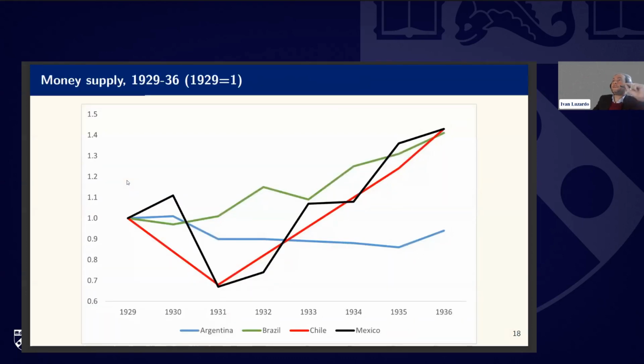So let's see, for instance, the evolution of the money supply. Basically, here what we can see is how countries moved away from the orthodox policy in the sense that they adopted expansionary money policies, but notice that that occurred essentially in the early 30s. That was not their initial reaction. So countries expanded the money supply when they realized that the Great Depression would be long-lasting.